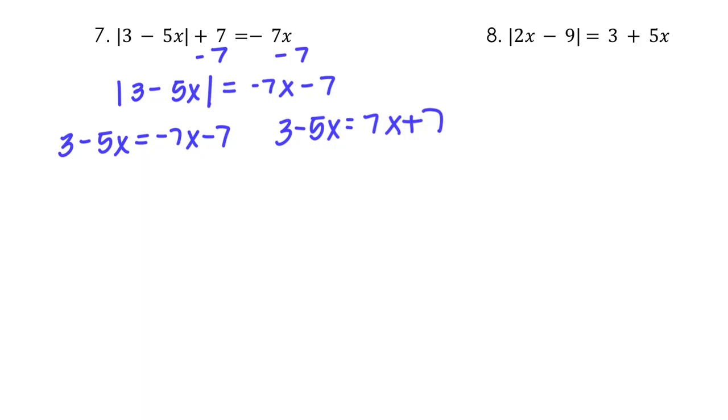Now we solve both equations. This one is a little bit more of an in-depth solve just because we have variables and a binomial on both sides. But we're going to solve both sides. So I'm going to add my 5.